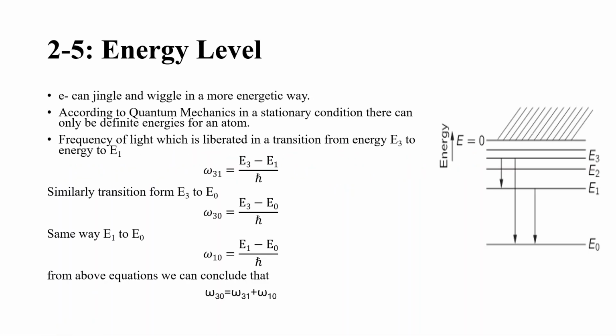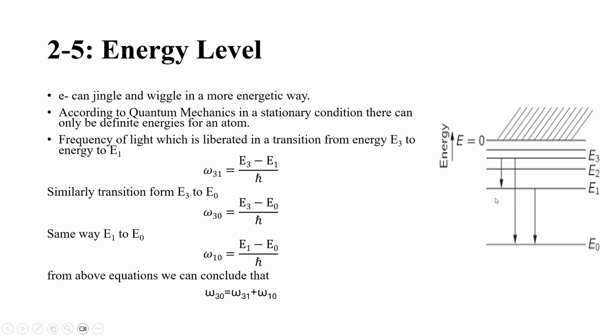Now we are going to understand energy levels. So the electron can jingle and wingle in a more energetic way. According to quantum mechanics, in stationary conditions, there can only be definite energies for an atom. So the frequency of light liberated in a transition from, let's say, energy E3 to energy E1 can be given by this. We can find the frequency like this. Similarly, the transition from E3 to E0 can be calculated like this. Now, what if we want E1 to E0?